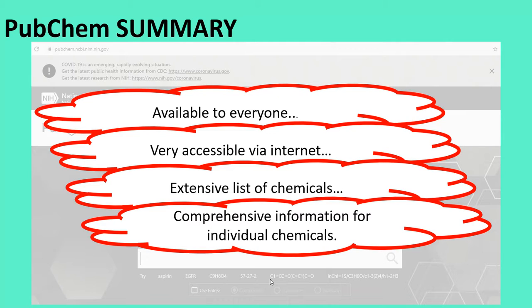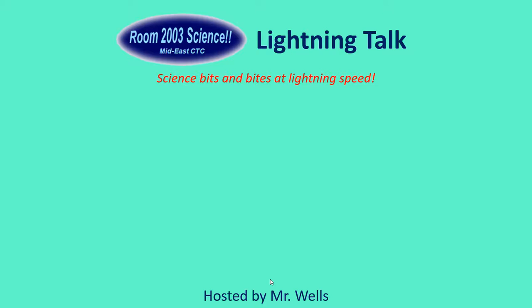So a very handy site, not only for school use, but use in the workplace and use at home. So with PubChem and access via the internet to safety data sheets, you have a couple powerful tools to know about the chemicals that you are using and are potentially being exposed to. So that's it for this Room 2003 Science Lightning Talk on the subject of.